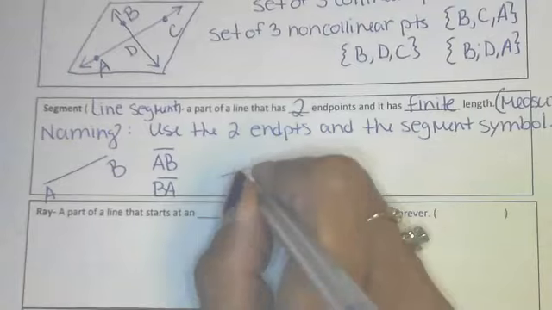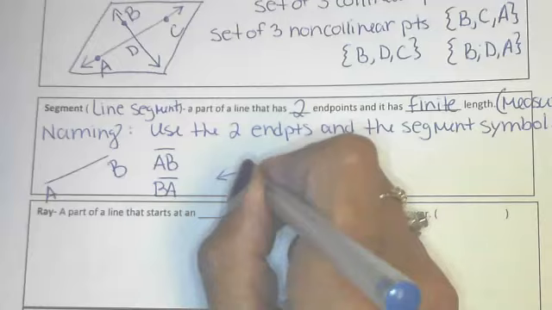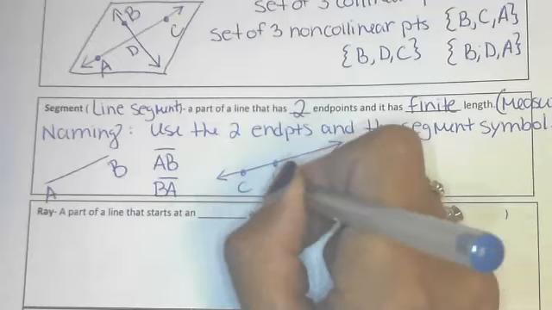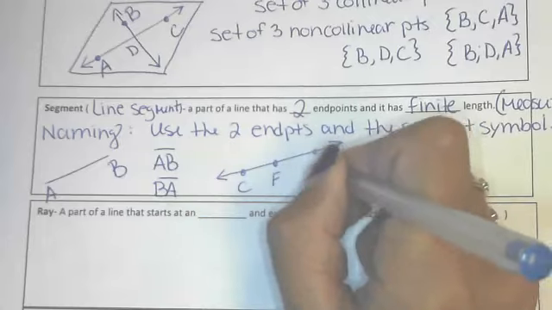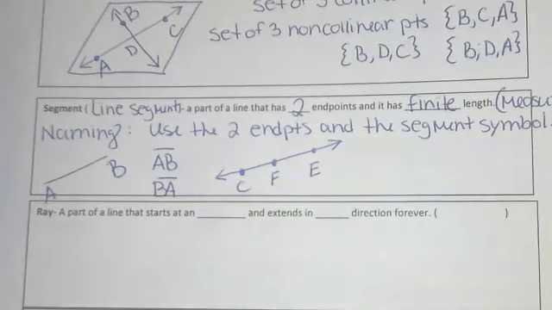Let's go with a line. Going to choose C, F, and E. Can you name as many segments as you can find on that line? Name some segments for me. Write some down. See how many you can find on your own.